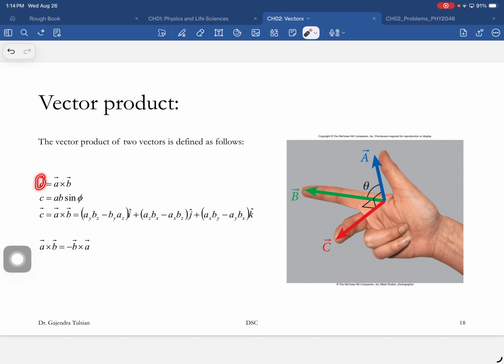All right, so here's the vector. The magnitude of this vector, well, this needs a diagram. Here's the diagram: A, B, C. The magnitude of the cross product is the magnitude of A times the magnitude of B times the sine of the angle between A and B. So the magnitude of C is the magnitude of A, magnitude of B, sine theta.